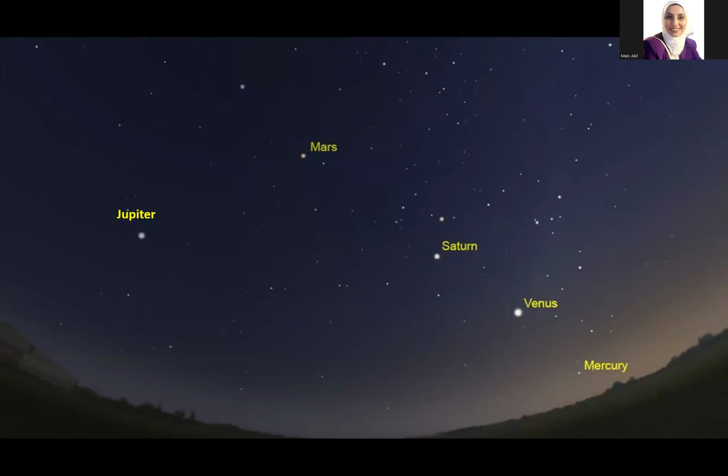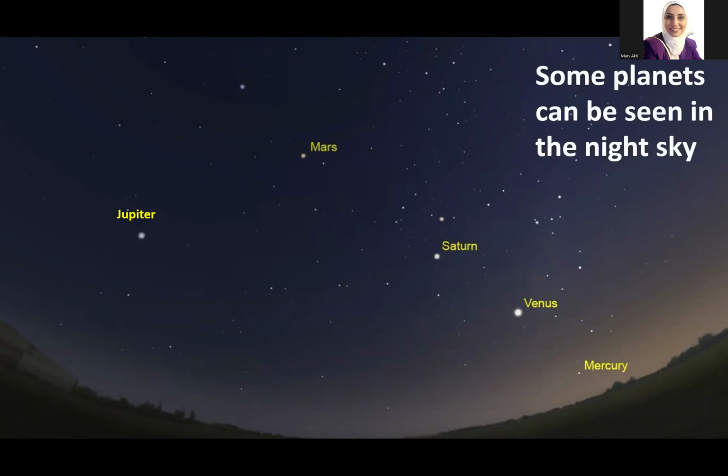What can you see in the Earth sky? You can see the moon, you can see the stars. Not only the stars, you can also see some planets like Jupiter, Mars, Saturn, Venus, Mercury. As you see, the planets here are brighter than the stars. And they are bigger than the other stars. Why? Because the planets are closer to the Earth than the stars.